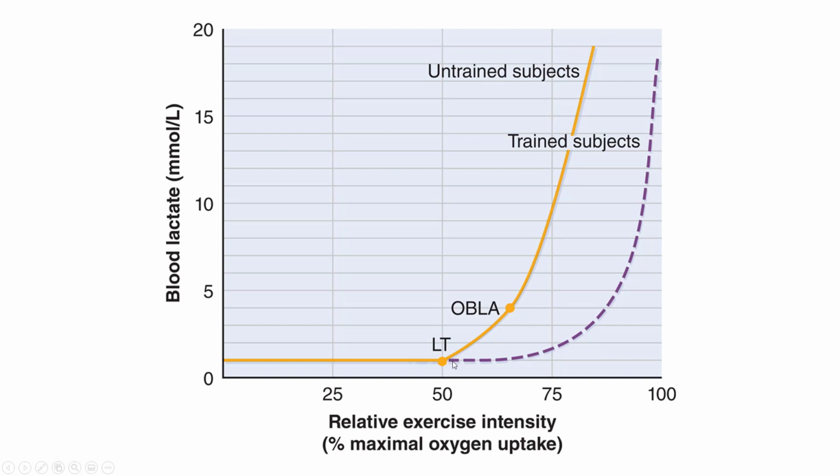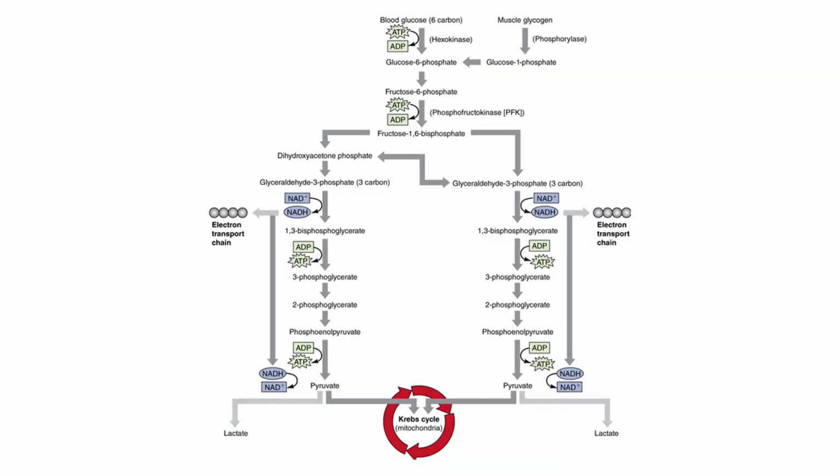Whereas with trained subjects, that point happens later down the chain. So what this is indicating is that they're able to go longer with less carbohydrate utilization, meaning that the body's probably using more fat for fuel instead of carbohydrates. So there's an adaptation there. But that's just an interesting note.